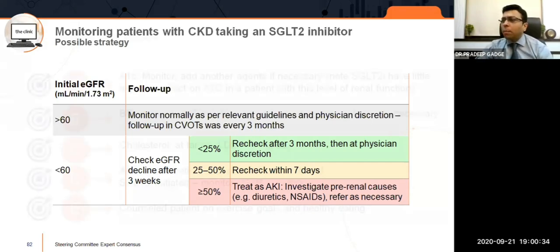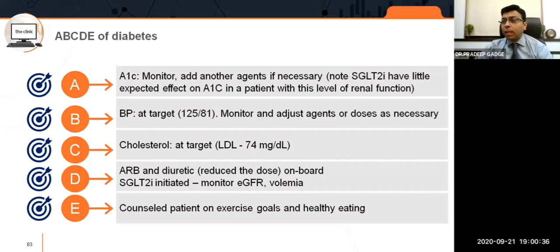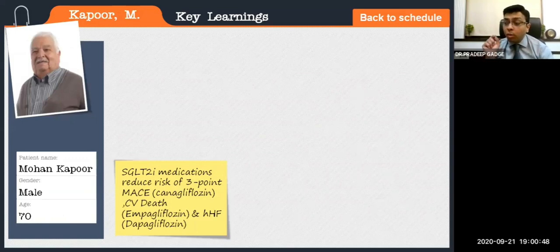So now coming back to this patient, A, B, C, D, E of diabetes were handled well, and this patient was appropriately managed. Now understand that SGLT2 inhibitors reduce risk of 3-point MACE. What do you mean by 3-point MACE? Reduction in cardiovascular death, reduction in death due to stroke, reduction in hospitalization because of heart failure, and all this together is called MACE. So basically SGLT2 inhibitors help in the reduction of 3-point MACE.